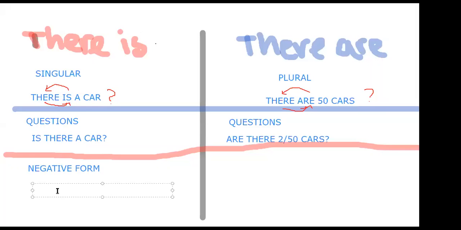Remember that in English with the verb be, we don't use any auxiliary verb. No usamos verbos auxiliares, solamente agregamos un negativo. ¿Qué agregamos? El not. There is not.